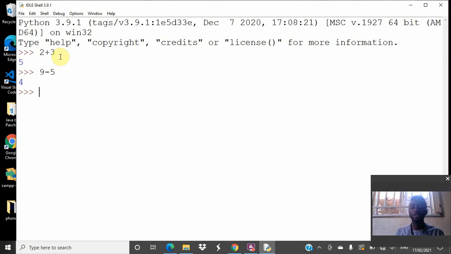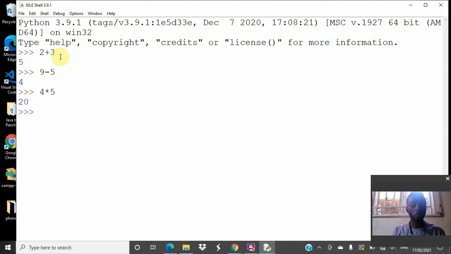Then to carry out multiplication operation, we make use of the asterisk symbol, which is on your number 8 on your keyboard. Let's say 4 multiplied by 5 gives us 20. So that is how we carry out multiplication operation in Python.